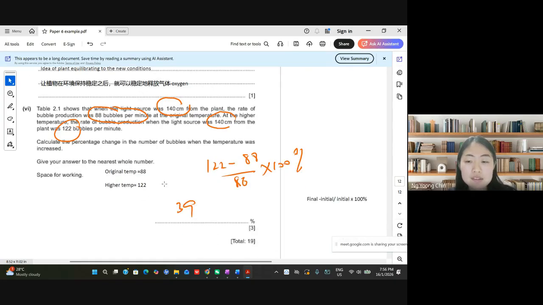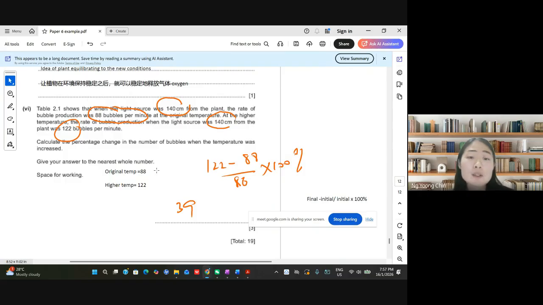Okay, and then another calculation, but just a very simple one. Table 2.1 shows that when the light source was 140 cm from the plants, the rate of bubble production was 88 bubbles per minute at the original temperature. At the higher temperature, the rate of bubble production with the light source 140 cm from the plants was 122 bubbles per minute. They ask you to calculate the percentage change in the number of bubbles when you increase the temperature. At the original temperature, in 1 minute it can release about 88 bubbles.